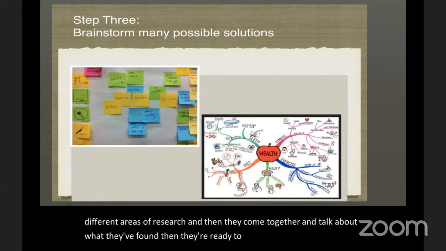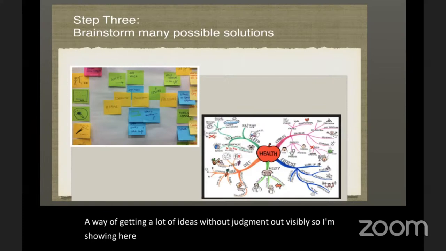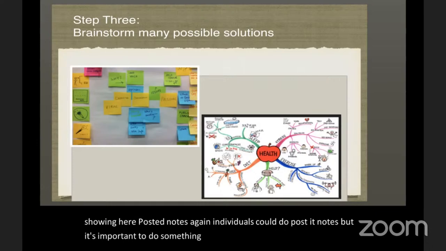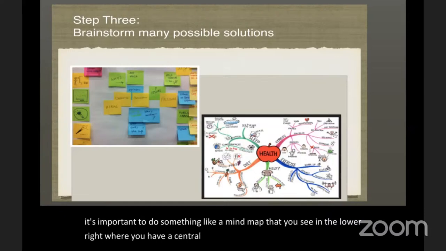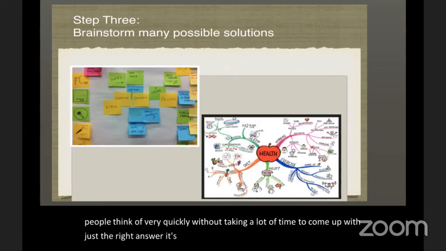Brainstorming is a way of getting a lot of ideas out visibly without judgment. So I'm showing here post-it notes. Again, individuals could do post-it notes, but it's important to do something like a mind map that you see in the lower right, where you have a central focus and then just write down what people think of very quickly without taking a lot of time to come up with just the right answer. It's just put things down creatively.